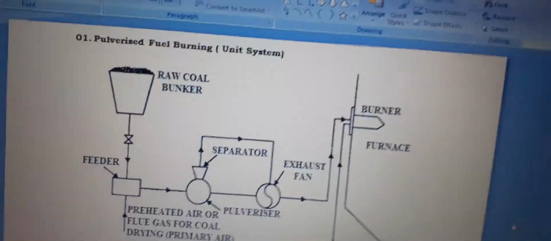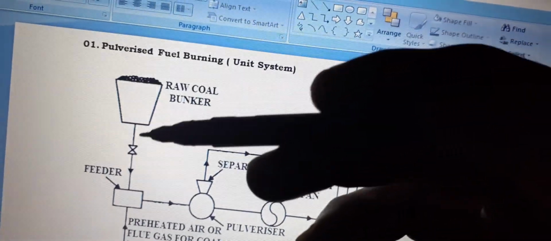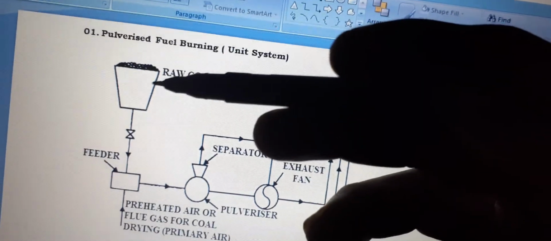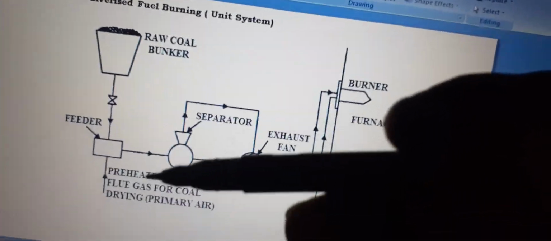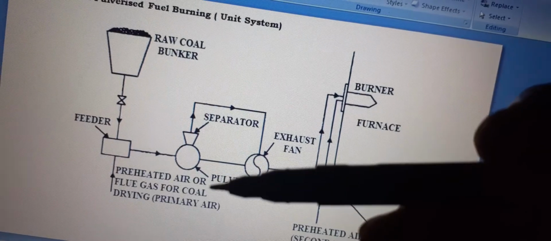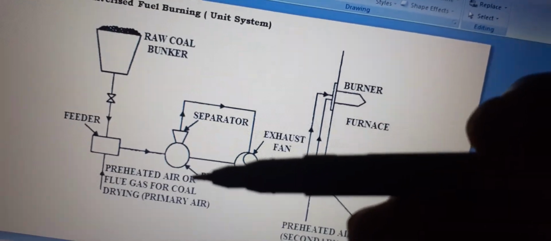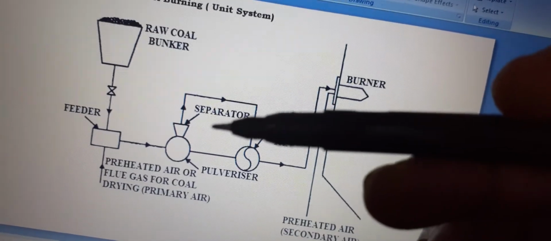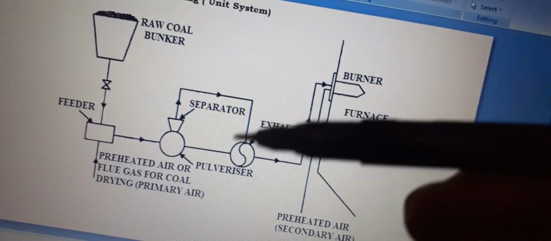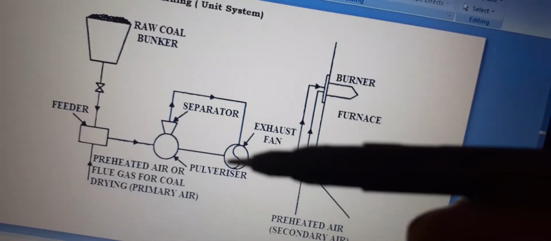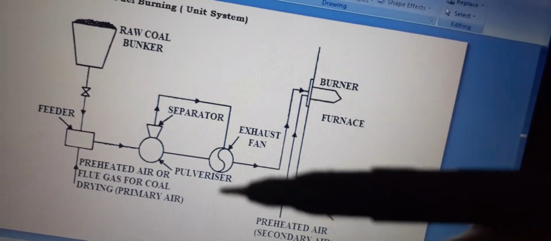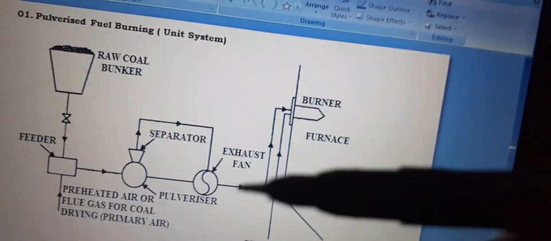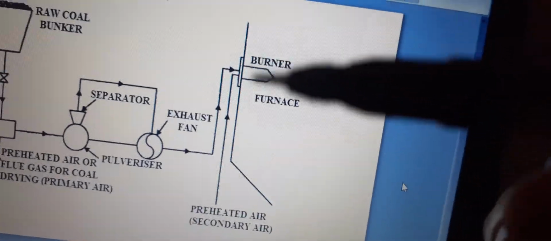So you can see the raw coal is fed here through the feeder. This is the hopper. The raw coal is fed and dried with hot air or flue gas for coal drying, and thus it is separated. This is the separator, and through this the exhaust fan rotates, and this is the pulverizer, which sends the coal to the separator, and thus it is sent to the burner and furnace. This is the process.